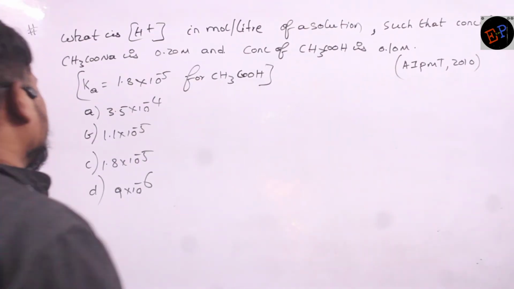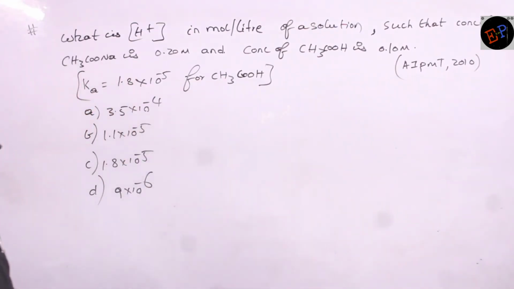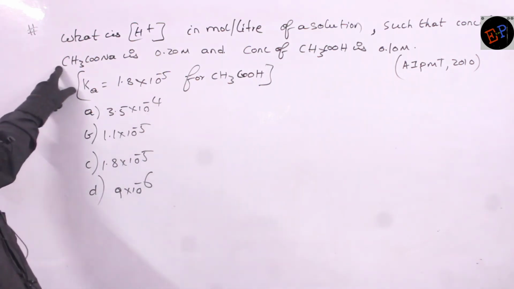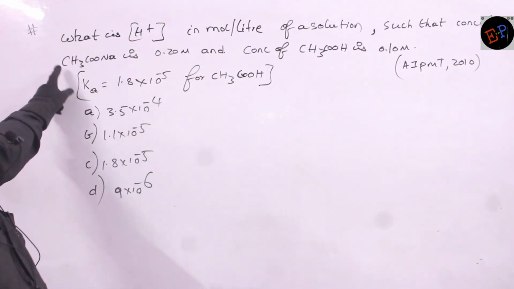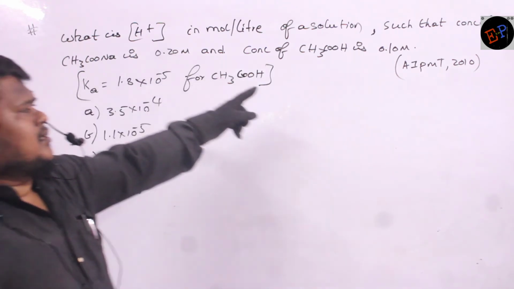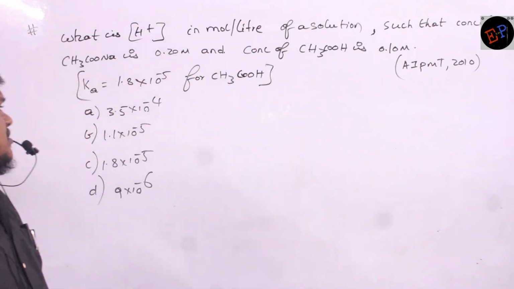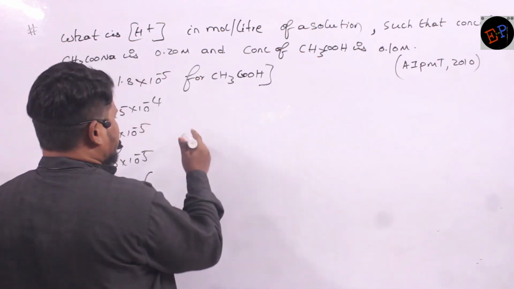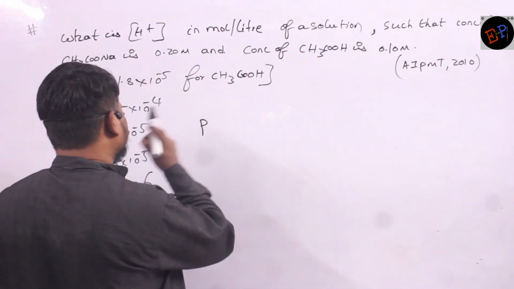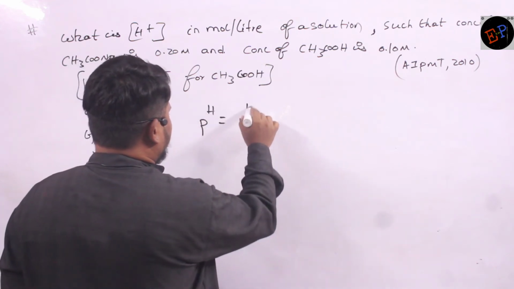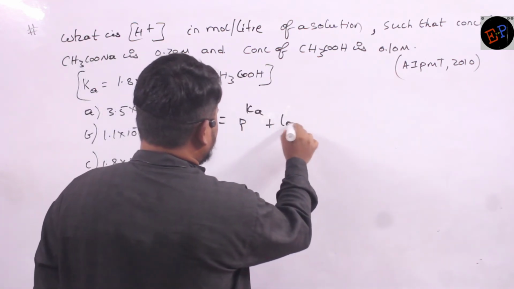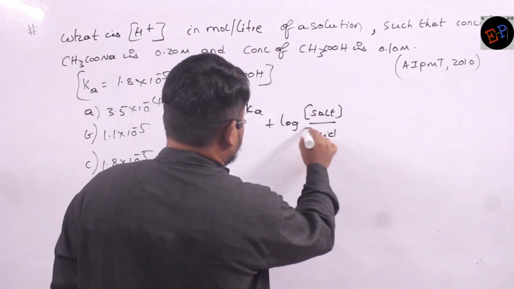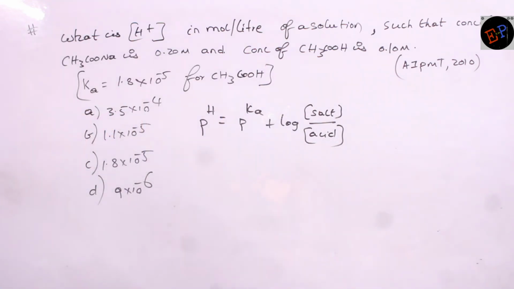See, what is the H plus ion concentration in moles per liter of a solution such that the concentration of salt is this much and the concentration of acid is 0.10, and the Ka value is already given. Clear? So what is the equation to calculate pH now? pH is equal to pKa plus logarithm of concentration of salt divided by concentration of acid. This is how we have to write. Are you able to understand now?